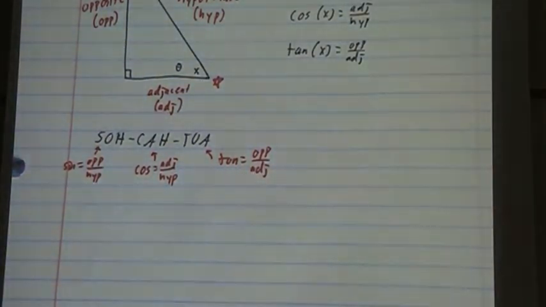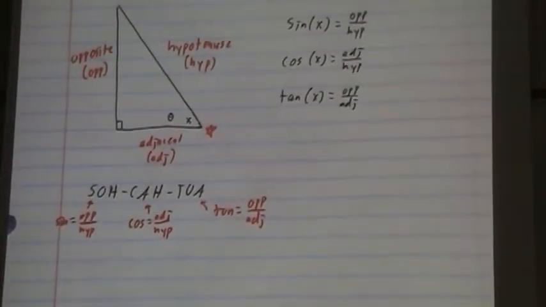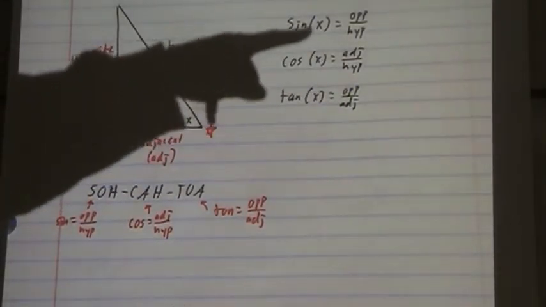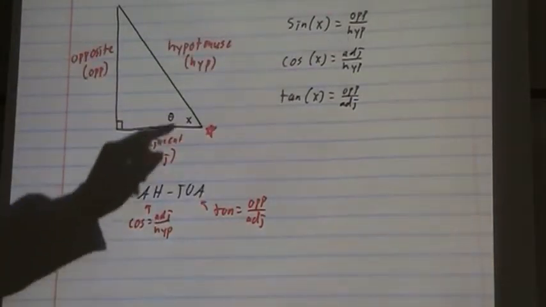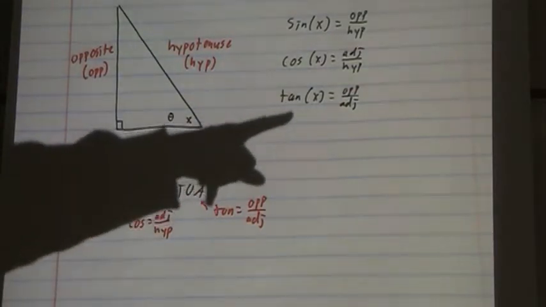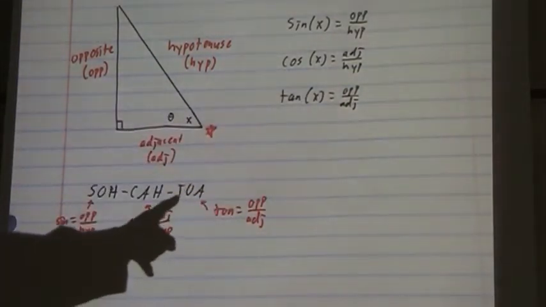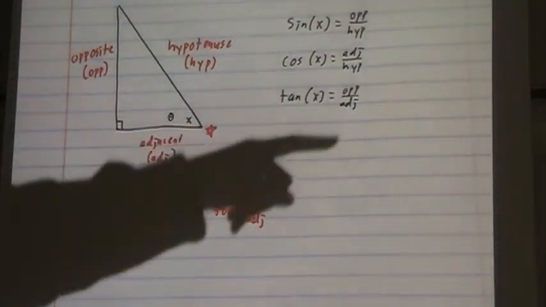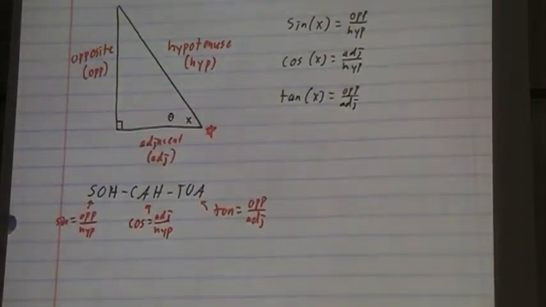We can see SOHCAHTOA is just a way to remember these ratios. SOH: sine equals opposite over hypotenuse. CAH: cosine equals adjacent over hypotenuse. TOA: tangent equals opposite over adjacent. We will be using SOHCAHTOA to help us remember what we're playing with. And remember, it's not SOHCATOA, because there's an A in there.